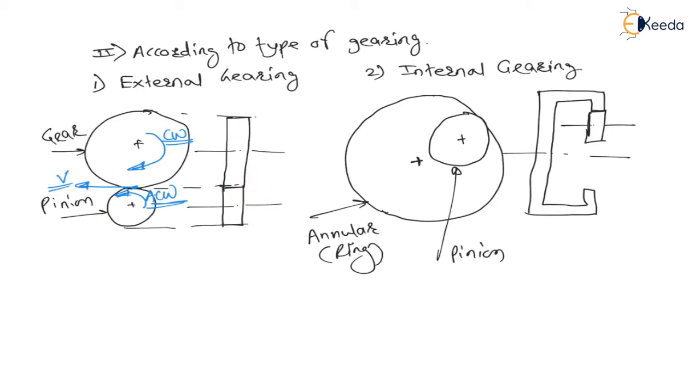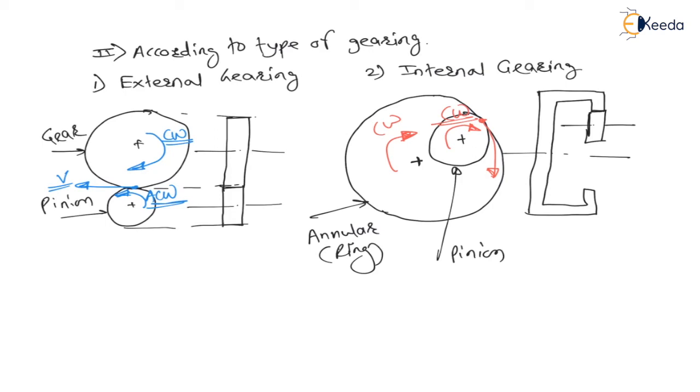And my dear students, for internal gearing, the common contacting point will move in the same direction. Therefore, whenever the gear annular or ring is rotating in clockwise, then the pinion is also rotating in clockwise. Means here the rotation is the same. For internal gearing, the rotation is in the same direction. For external gearing, the rotation is in the opposite direction.